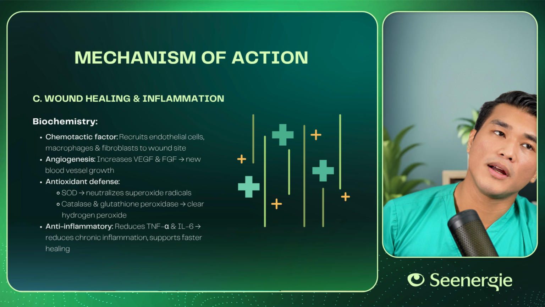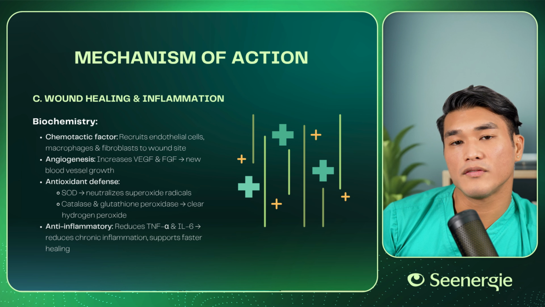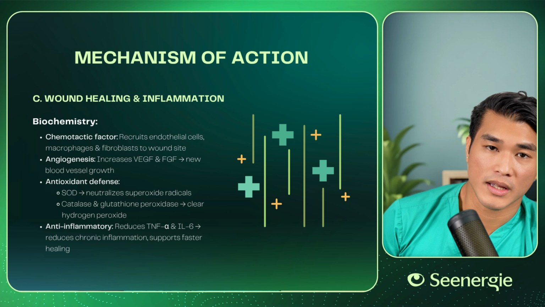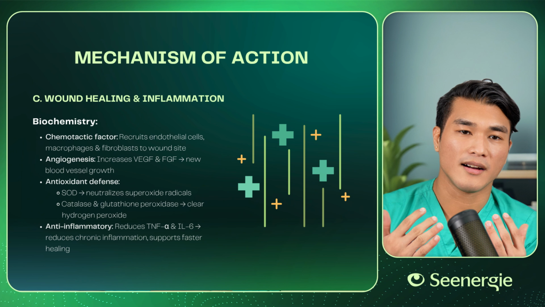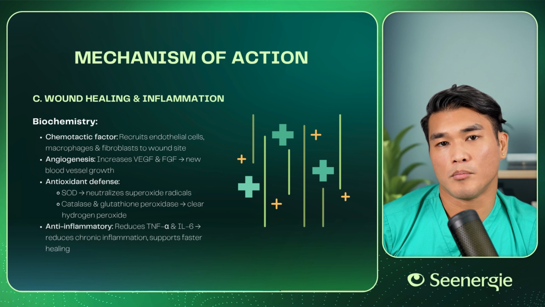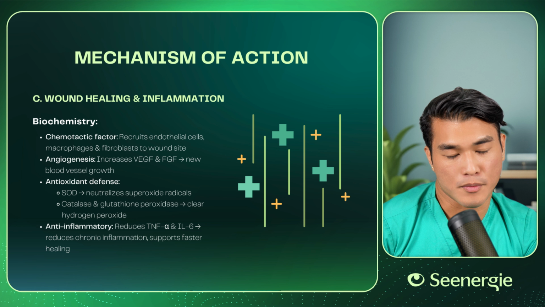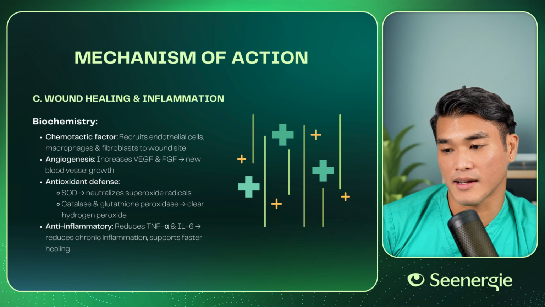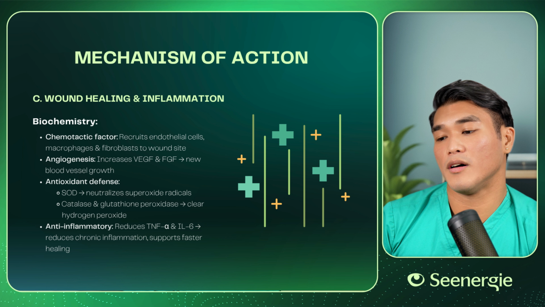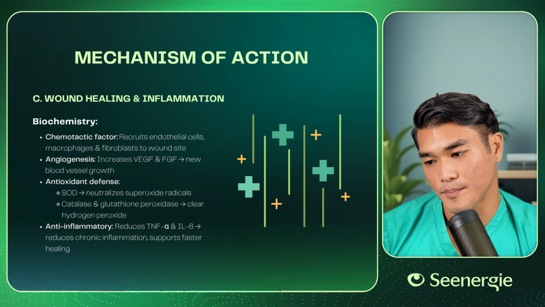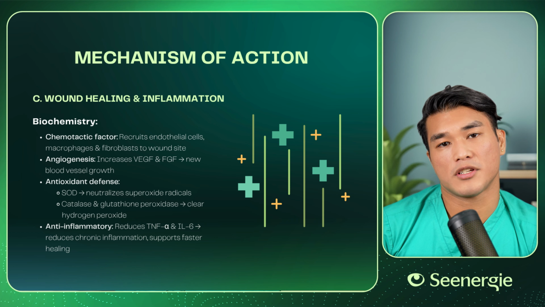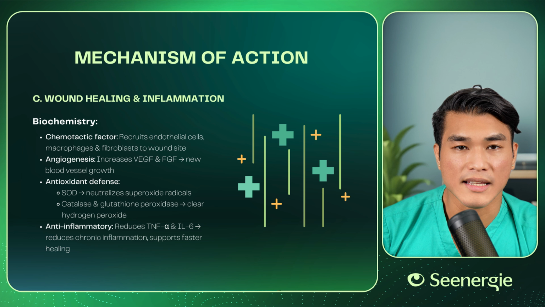So the third one is more about wound healing and inflammation. The skin is really your primary barrier against your environment. It is your vanguard in terms of all the assaults that your body will experience throughout the day, so it will take a beating. That doesn't mean big gaping wounds, but you will get a lot of inflammation and injury to it. So, in terms of the biochemistry, GHK-Cu acts as a chemotactic factor.